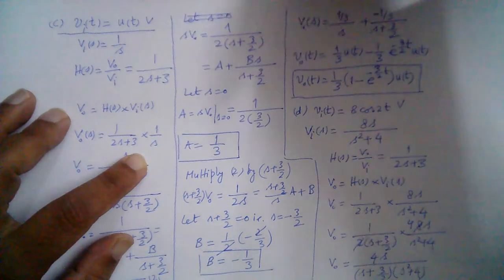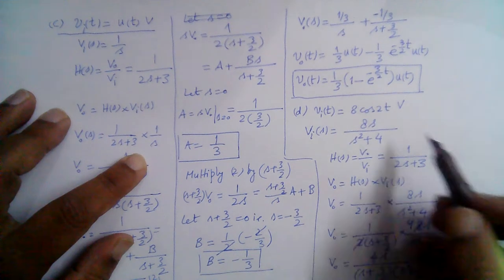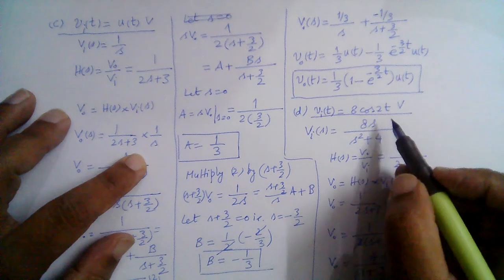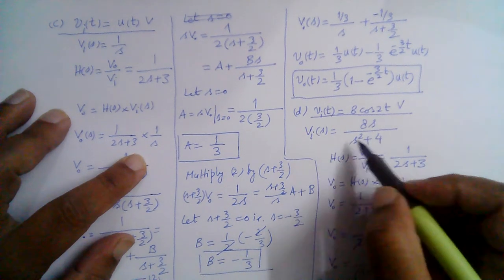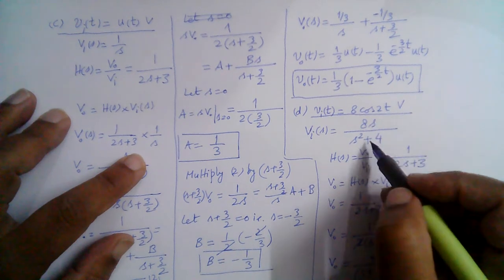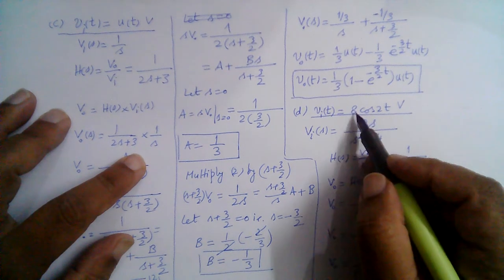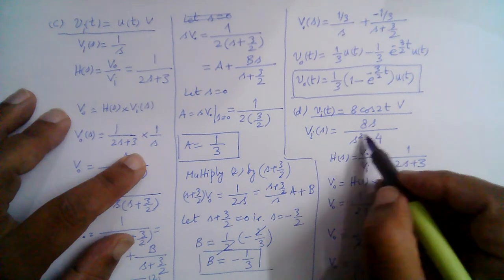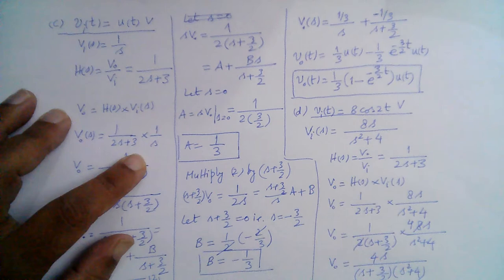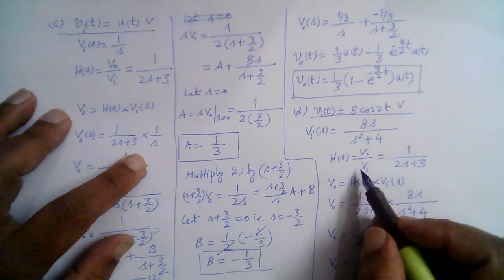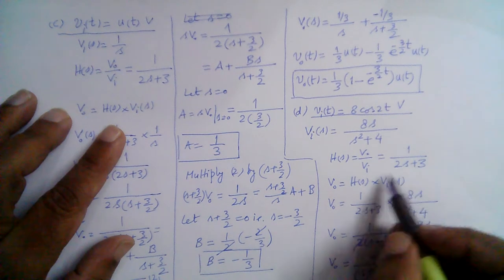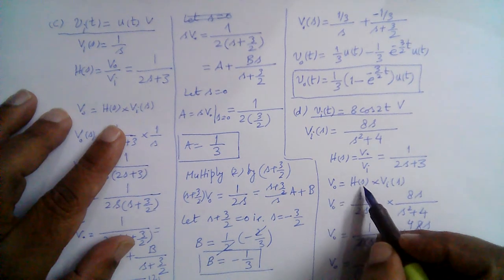So let us have a look again. We are given vi of t is equal to 8 cos 2t volts. The Laplace transform for cos omega t is s over s square plus omega square. So this is 8 multiplied by s divided by s square plus 4, right? Omega is 2 here, and then H of s is equal to 1 over 2s plus 3. So V naught is equal to H of s multiplied by Vi.